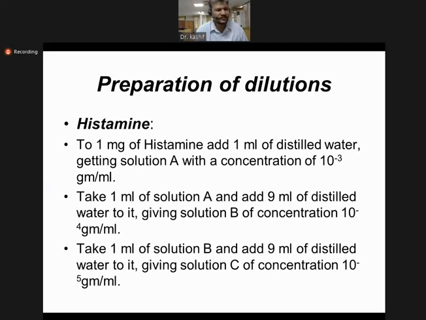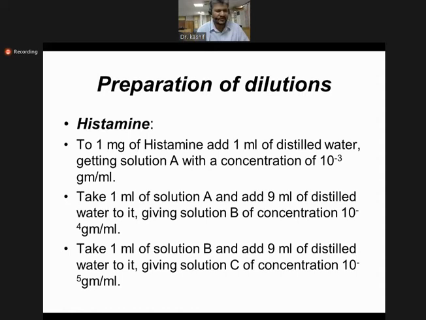Then the stimulator is histamine. I told you histamine is used in different dilutions. 1 milligram of histamine is dissolved in 1 ml distilled water, and this makes a solution of 10 to the power minus 3. Minus 3 means it's a milligram solution: 1 milligram per ml. So the first dilution is 1 milligram per ml.